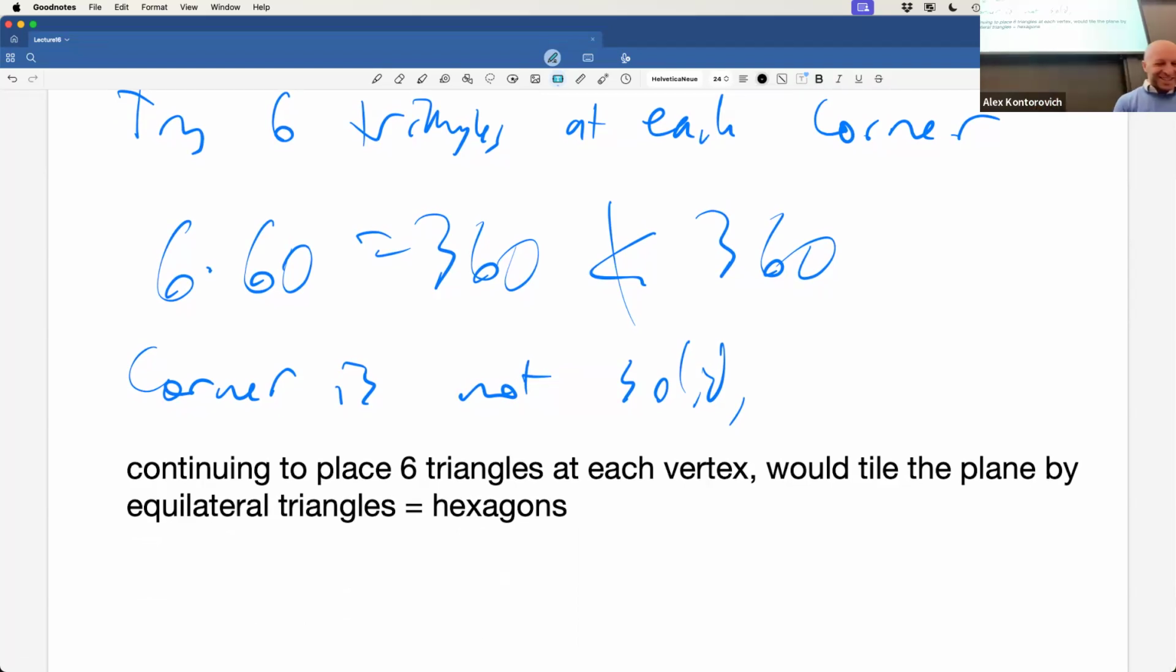Yes. Oh, I'm so glad that you asked. What if you added 1 more? So here we go. Let's add 1 more. What if we had 7 triangles at each corner? Love that question. What kind of geometry do we get now?